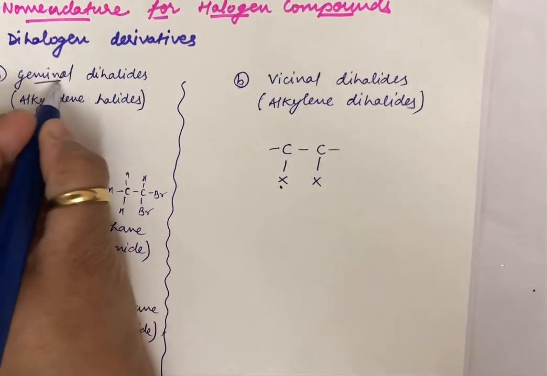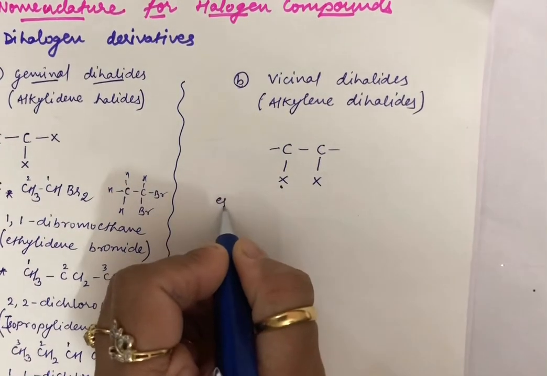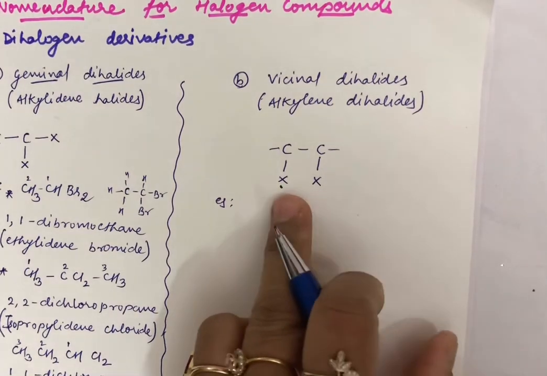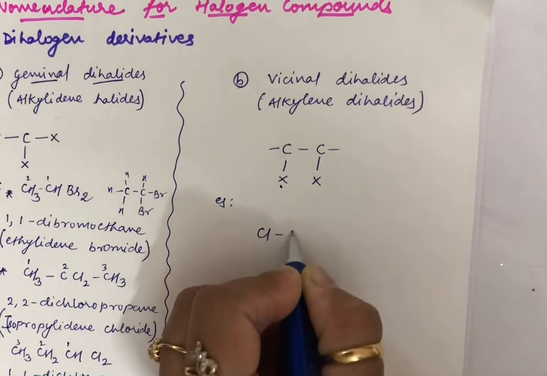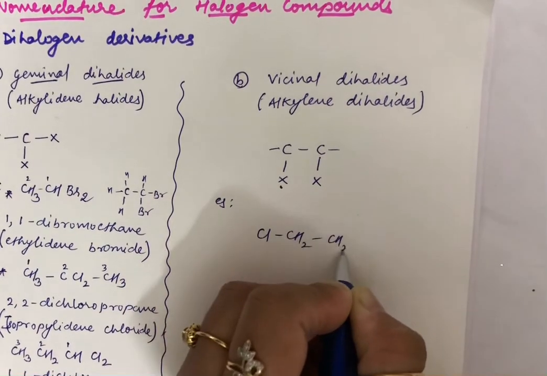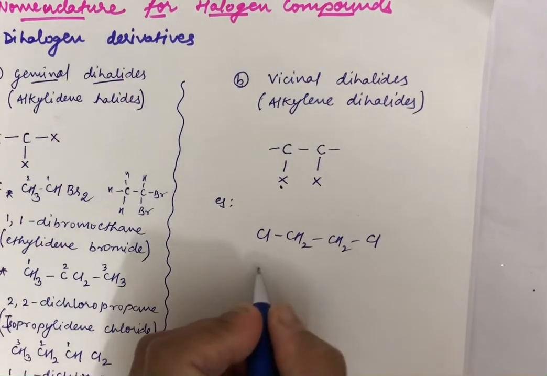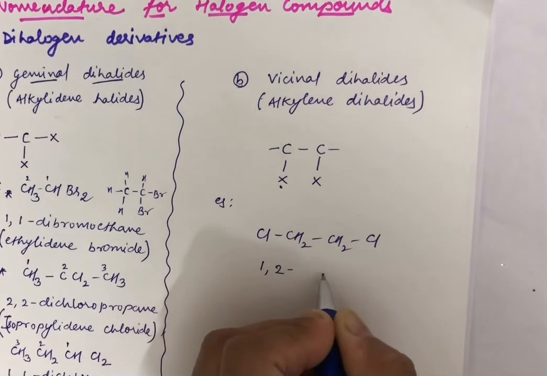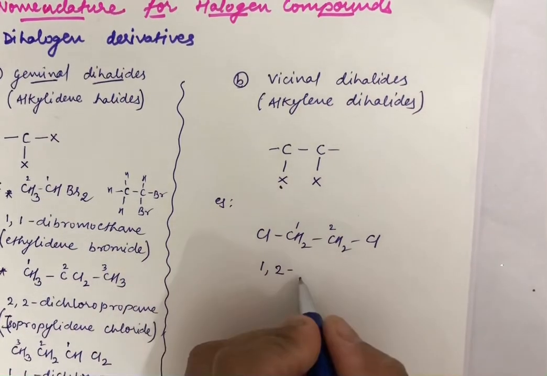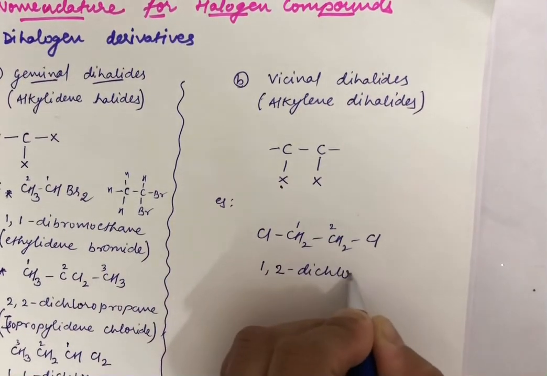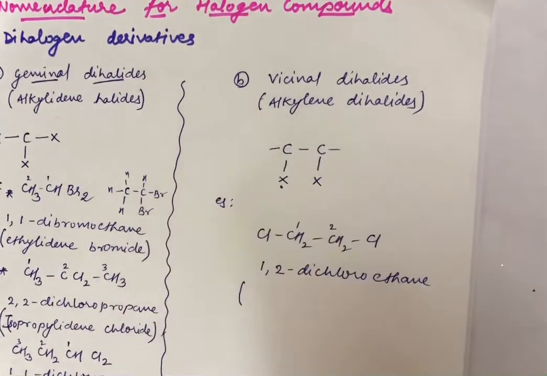Okay, the geminal I brought to your notice with examples. Now let us have a look at vicinal. So for vicinal, I told you that two halogens are attached to adjacent carbons. So example for this you can take like this: Cl, CH2, CH2 and then Cl. So here you can see two adjacent carbons, Cl, Cl is attached. So how do you name this? In IUPAC manner, it is 1,2-dichloro and then two carbons, so ethane. 1,2-dichloroethane.